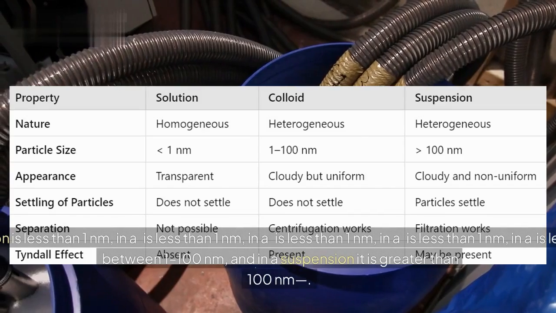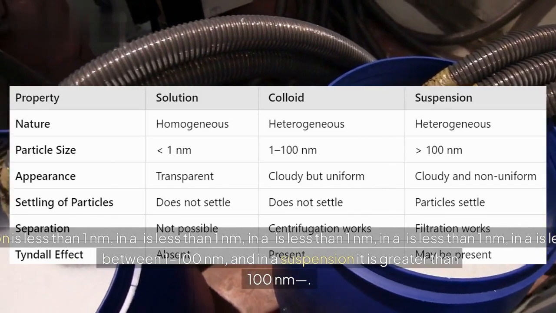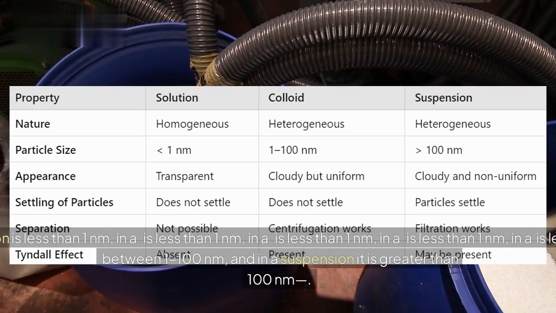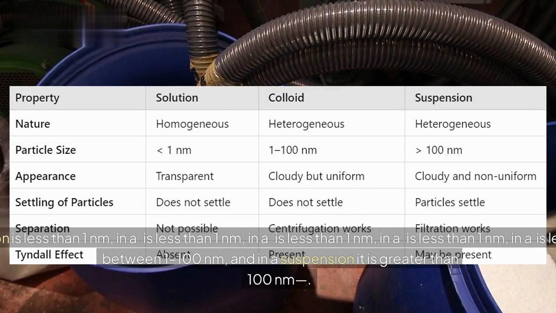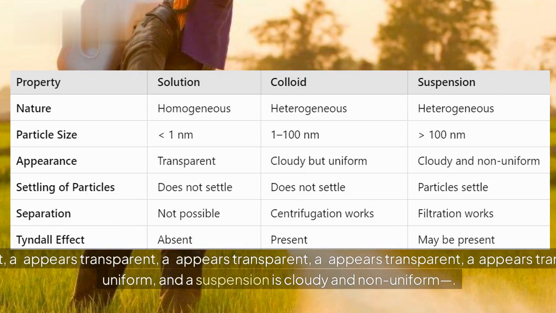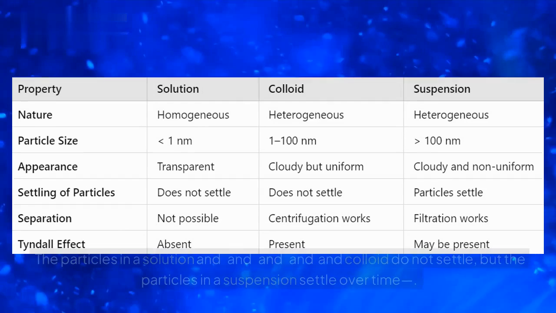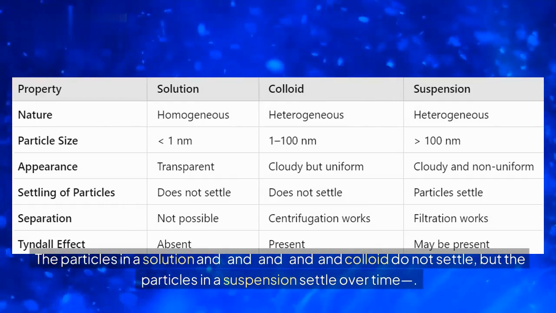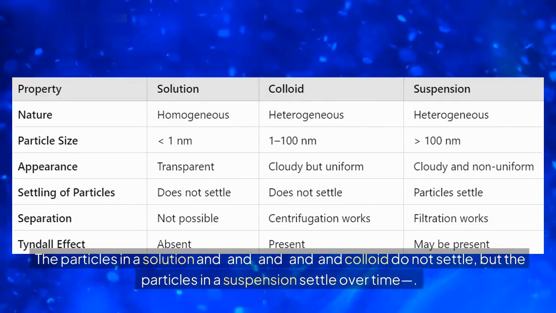The particle size in a solution is less than 1 nanometer. In a colloid it is between 1 to 100 nanometers, and in a suspension it is greater than 100 nanometers. A solution appears transparent, a colloid is cloudy but uniform, and a suspension is cloudy and non-uniform. The particles in a solution and colloid do not settle, but the particles in a suspension settle over time.